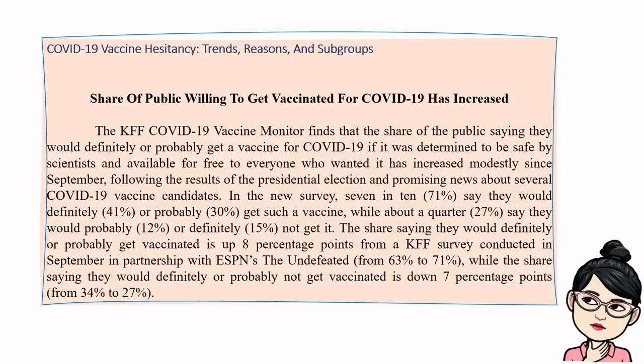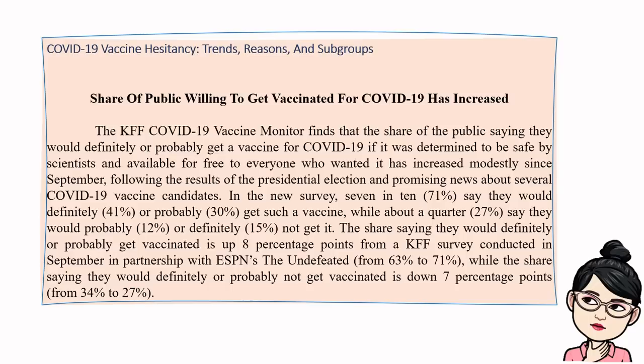Read this expository text sample. COVID-19 vaccine hesitancy, trends, reasons, and subgroups. Share of public willing to get vaccinated for COVID-19 has increased. The KFF COVID-19 vaccine monitor finds that the share of the public saying they would definitely or probably get a vaccine for COVID-19 if it was determined to be safe by scientists and available for free to everyone who wanted it has increased modestly since September.